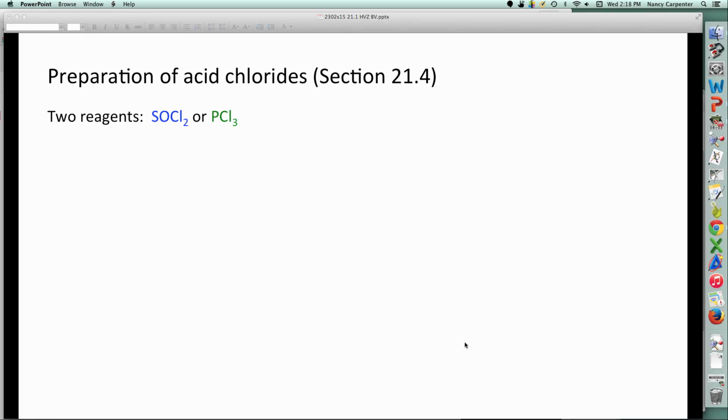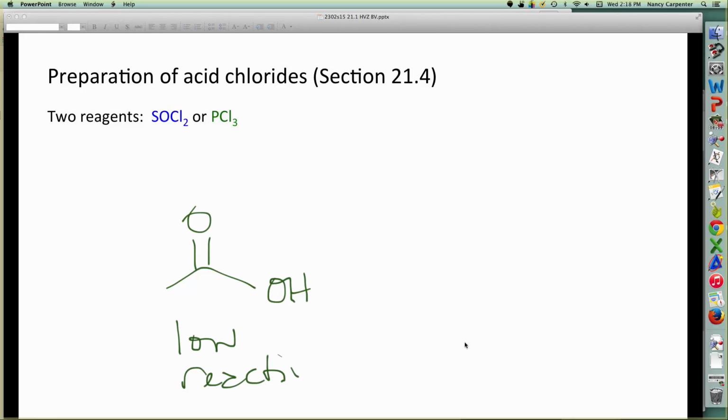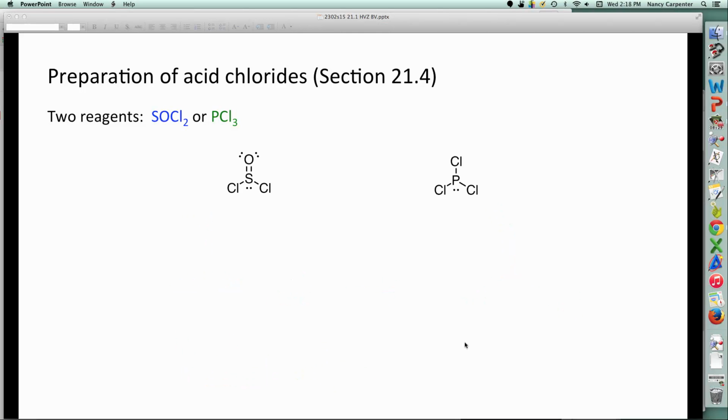So the way you get to the top of the reactivity ladder is you prepare acid chlorides. This is really all about going from an acid, which is low reactivity, to the acid chloride, which of course is at the very top of the reactivity ladder. And we can do that using these two reagents, thionyl chloride or phosphorus trichloride.